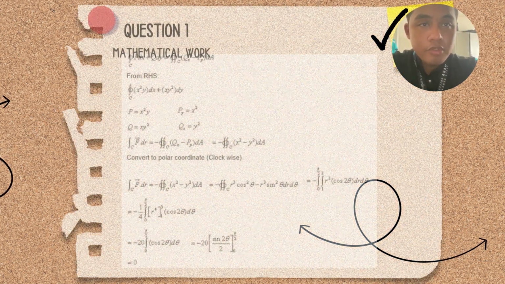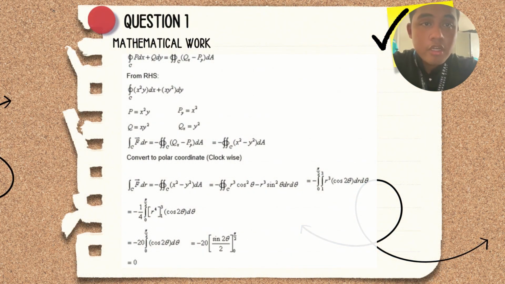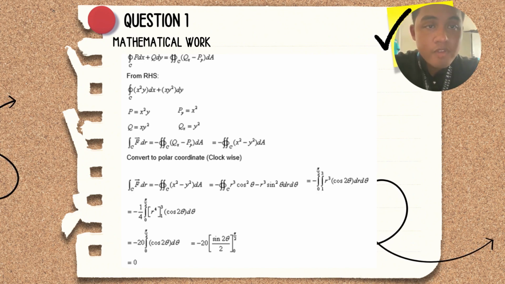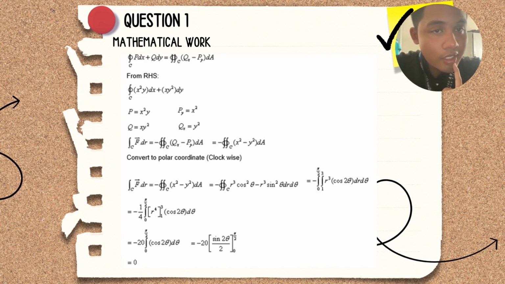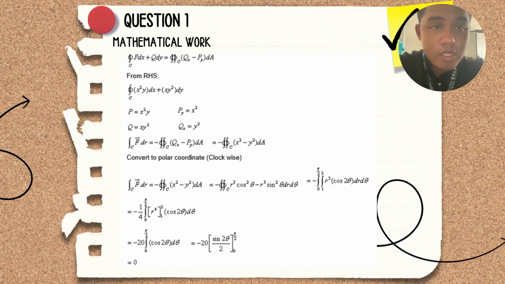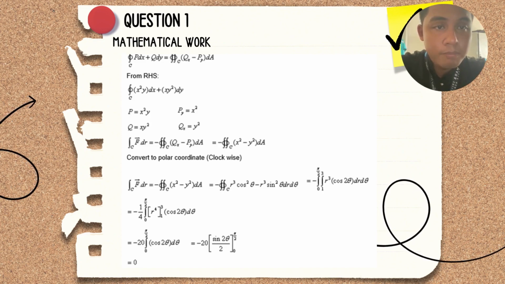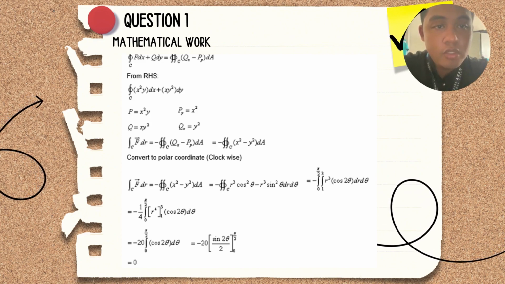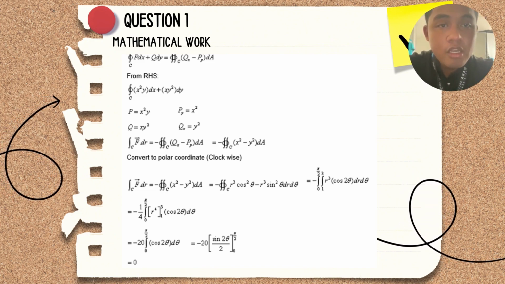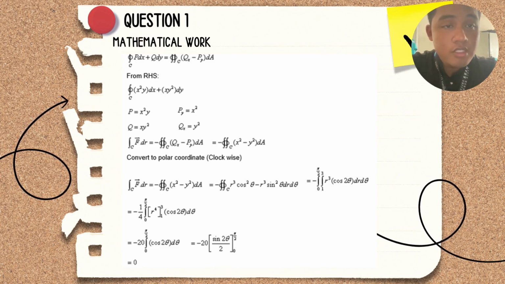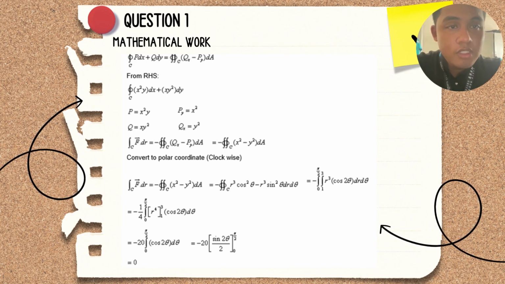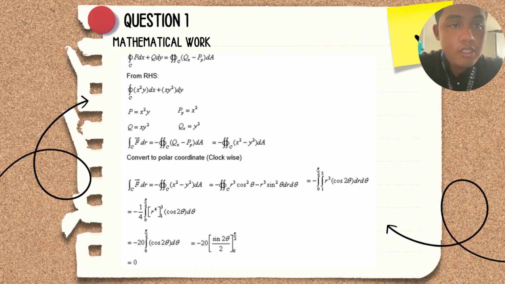Alright, I'm going to explain the mathematical work for question 1. Okay, we use the integral of P dx plus Q dy equals the double integral of (Qx minus Py). We move to the right hand side first, and from the equation x squared y plus x y squared, we determine that P equals x squared y and Q equals x y squared. Then we find Py and Qx, and we get Py equals x squared and Qx equals y squared. Then we insert into the equation Qx minus Py dA.